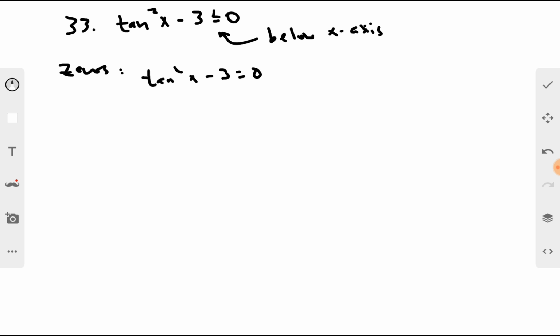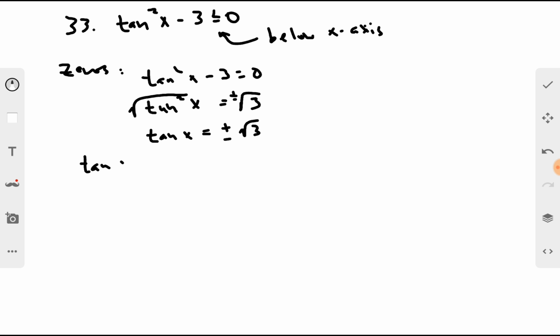And we know that if we can get to something squared is equal to a number, we can take the square root. So if we move that 3 over, we'd have tangent squared x equals 3, and we can take the square root on both sides, and we can't forget that plus or minus. So we would get tangent x is equal to plus or minus the square root of 3. Okay, so we've got tangent x is equal to positive square root of 3, and we've got tangent x is equal to negative square root of 3.